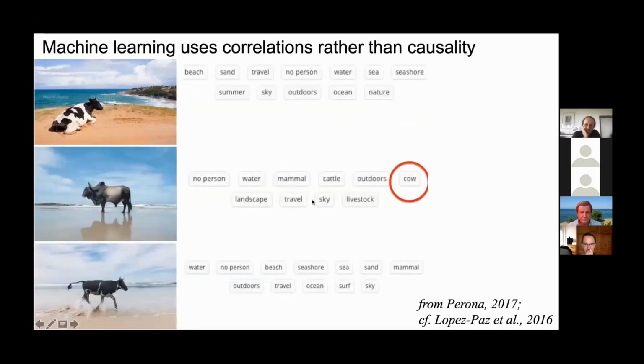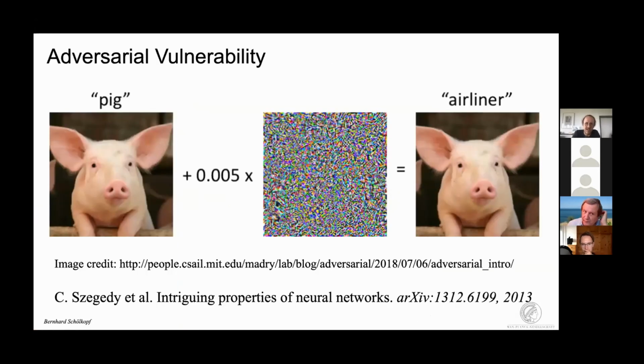But if we have test images where there are things, for instance, the beach or the sea, that in the training set may be negatively correlated with the presence of a cow, then suddenly the recognition doesn't work anymore. And the reason, of course, is that machine learning only cares about correlations. It doesn't care about causality, and it's not asked to care about causality. So we shouldn't blame the algorithms for it. They do exactly what they're trained for, but they don't understand causality.